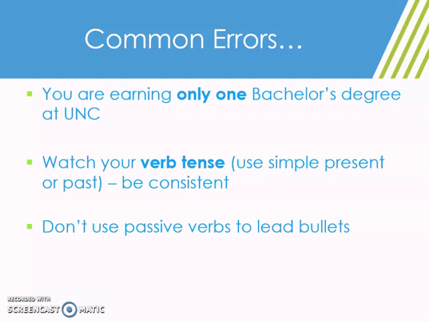Be sure to watch your verb tense. So experiences that have ended will use past tense verbs. So you coordinated something in a past experience. If it's a position or an experience that you're having currently, you'll use present tense, say coordinate. And don't use those passive verbs. I can't reiterate that enough.